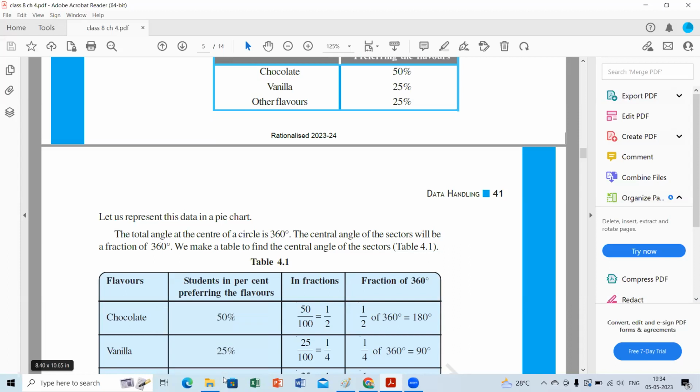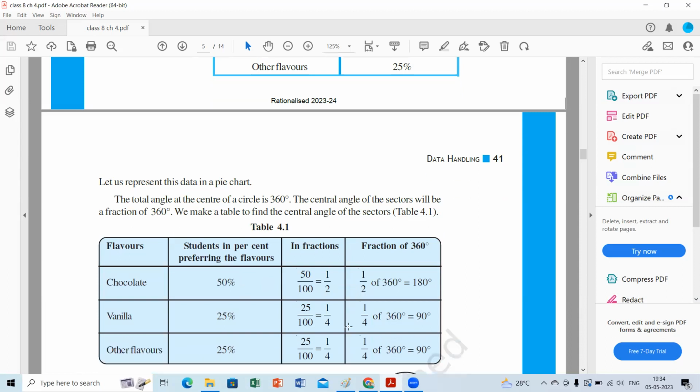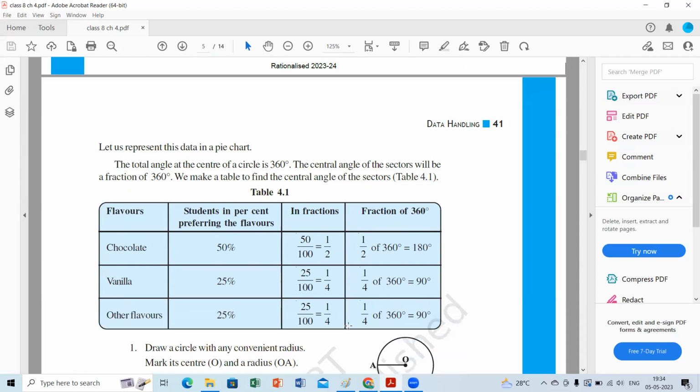Now, to find the central angle of each sector, you have to multiply this fraction with 360 degrees. That's more important, children. First convert them into fractions, then multiply with 360. Half into 360, how much, children? It's 180 degrees. 180 degrees belongs to the chocolate flavor.